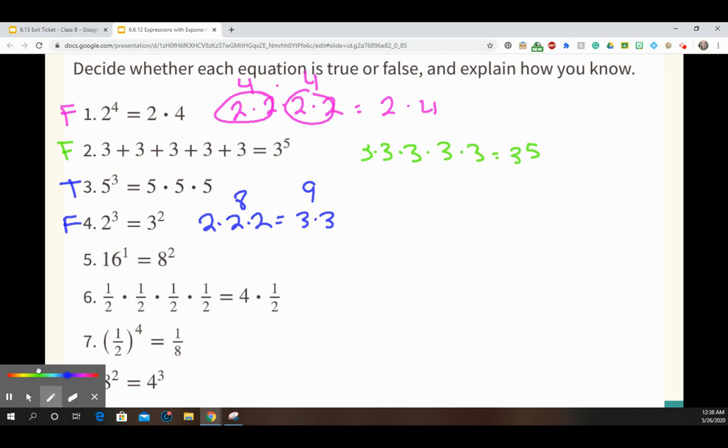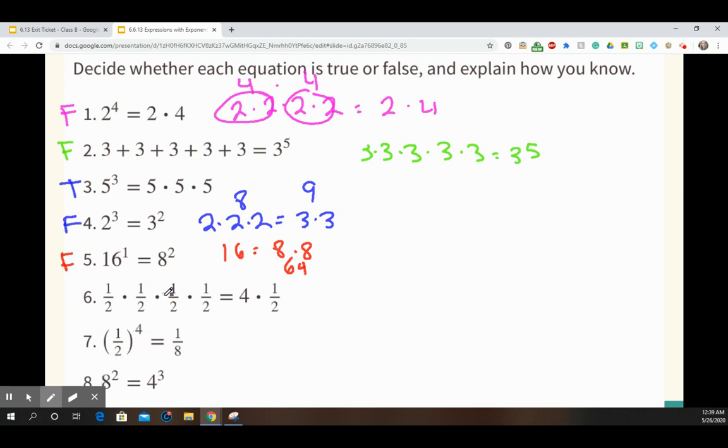Okay. Let's go ahead and move on. I'm looking at number 5, 16 to the 1st. That just means 16. Okay, so we don't have to multiply by anything. Is equal to 8 squared, which means 8 times 8. And this probably fooled a lot of you guys, if I'm being honest, because a lot of you probably thought of 8 times 2 here, but it's actually 8 times 8. And we know that 8 times 8 is 64, so that's not equal to 16, so this one is also false.